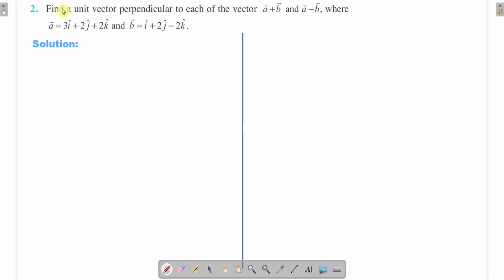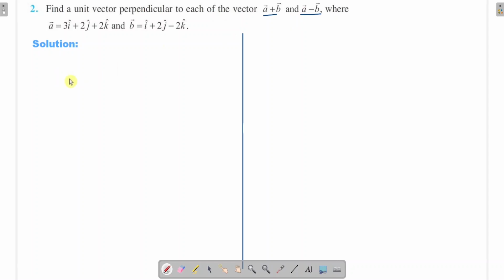So second problem: find the unit vector perpendicular to each of the vectors A bar plus B bar and A bar minus B bar, where A bar is 3i cap plus 2j cap plus 2k cap and B bar is equal to i cap plus 2j cap minus 2k cap. Okay. So first what we have to do is evaluate these two vectors. And then we have to find the unit vector perpendicular to both of them, right?